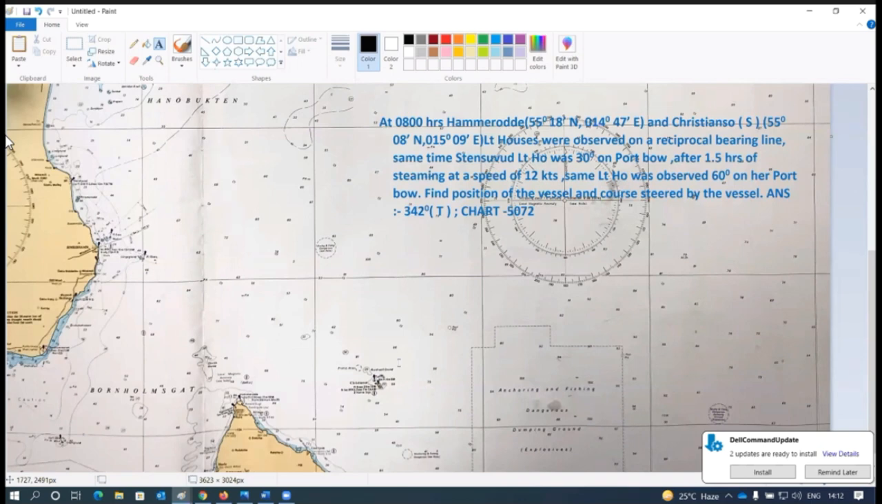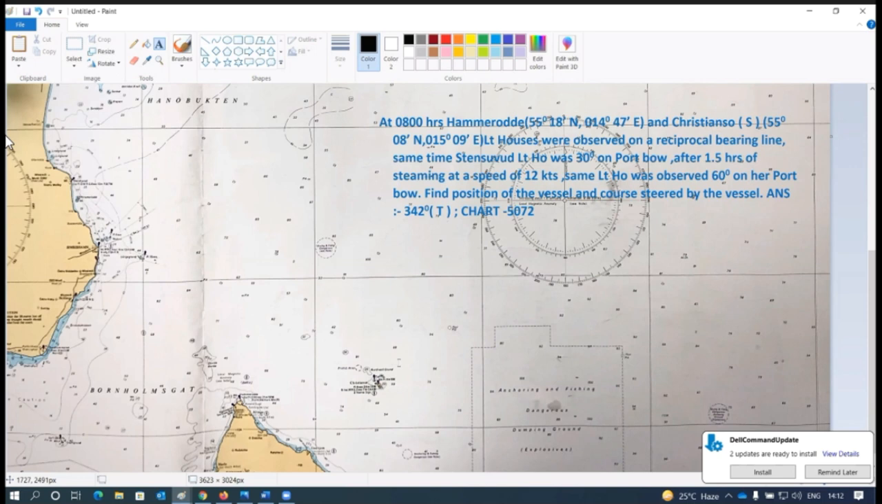You have to use the double angle of the bow concept. 30 and 60 are given. Double angle of the bow, 30 on port bow and 60. That concept you have to use. It is one problem in the day's work we have done. You can remember.